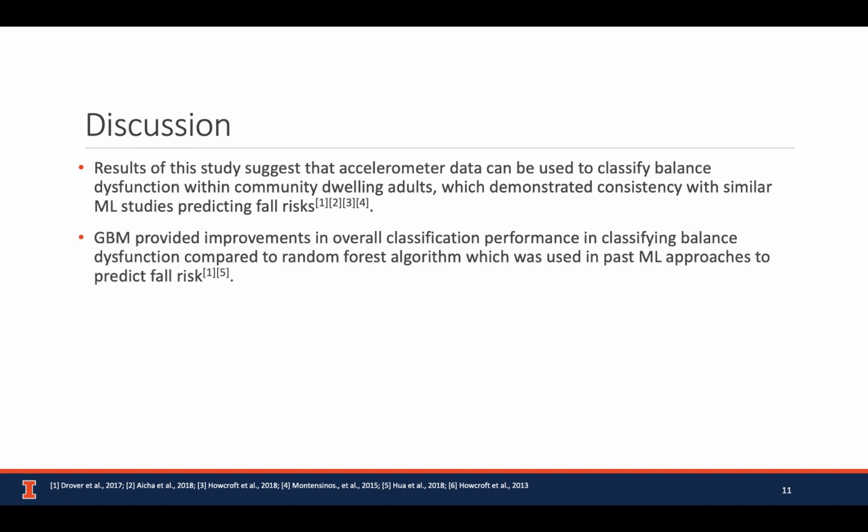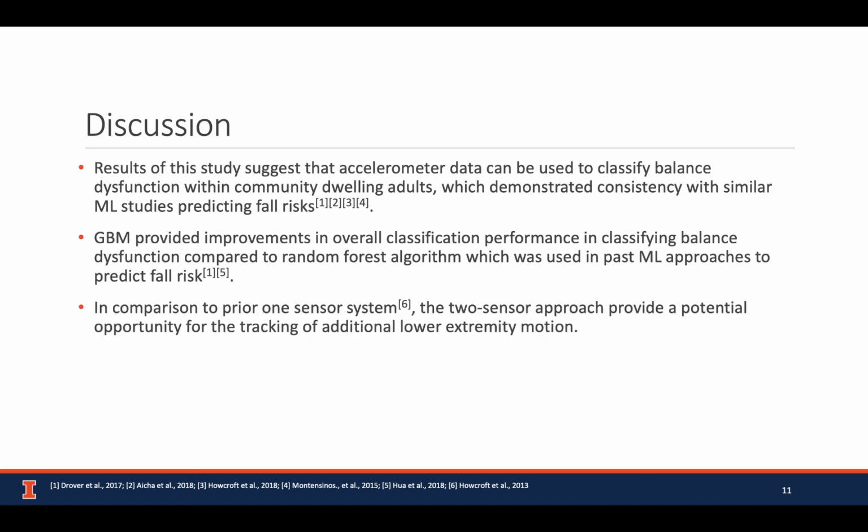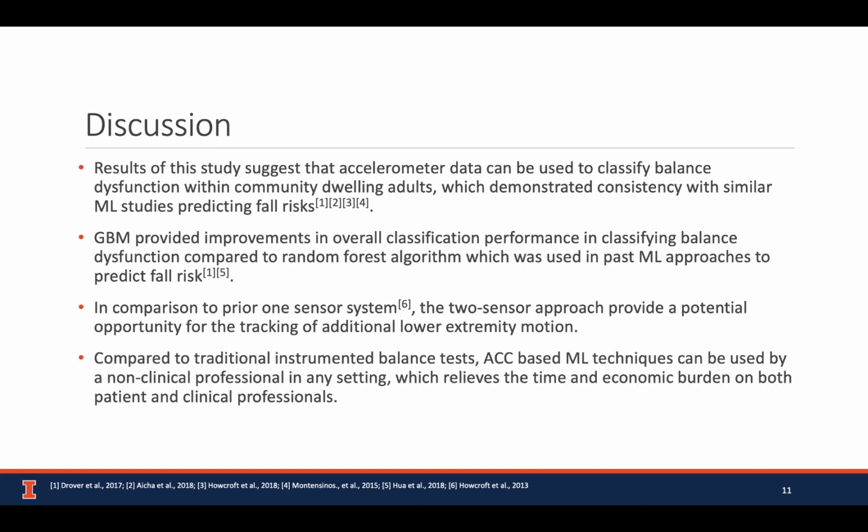GBM provided improvements in overall classification performance in classifying balance dysfunction compared to random forest algorithm, which was used in past ML approaches to predict fall risk. And in comparison to prior one-sensor systems, the two-sensor approach provides a potential opportunity for the tracking of additional lower extremity motion. Compared to traditional instrumented balance tests, acceleration-based machine learning techniques can be used by a non-clinical professional in any setting, which relieves the time and economic burden on both patient and clinical professionals.